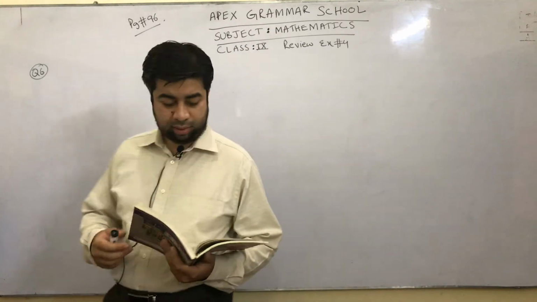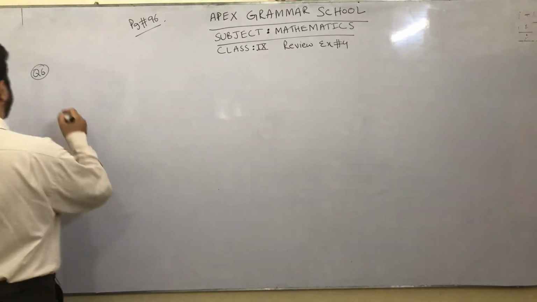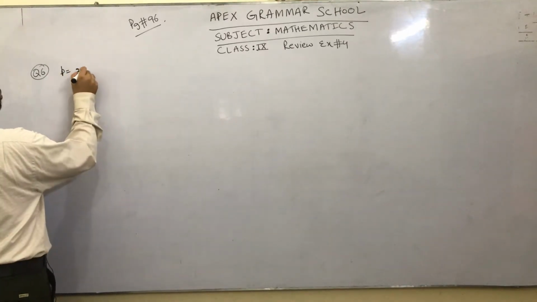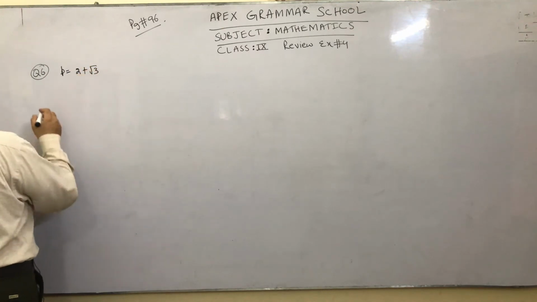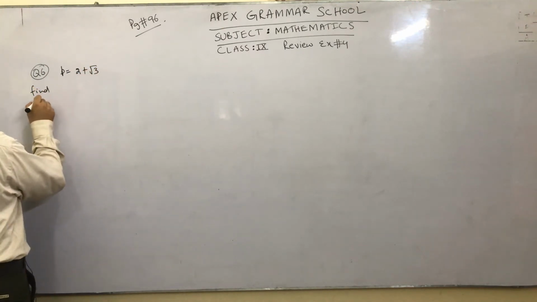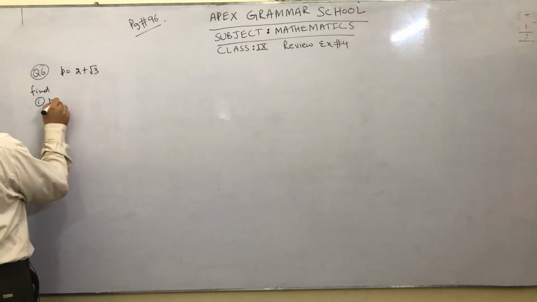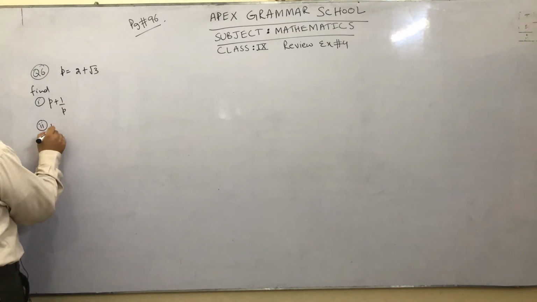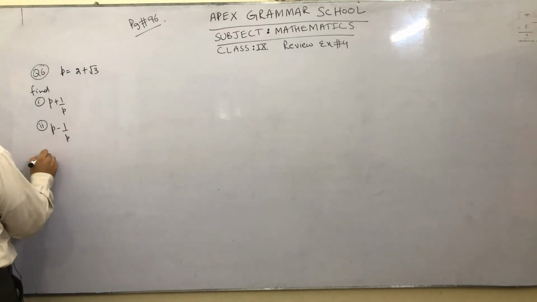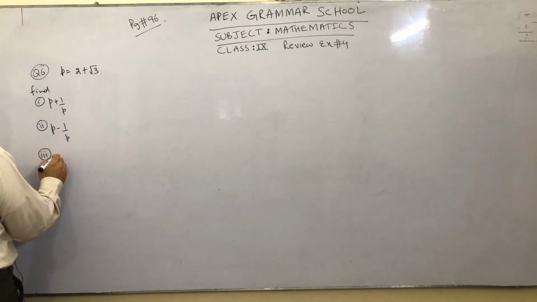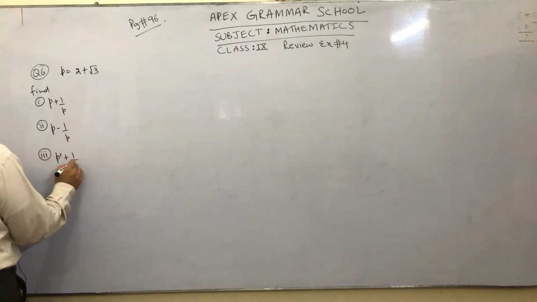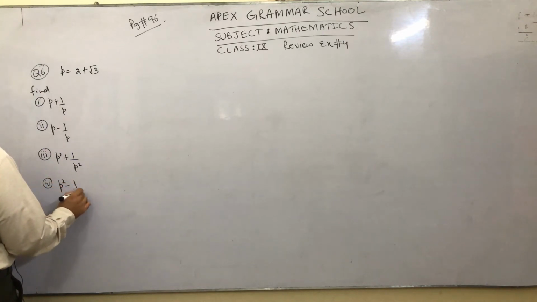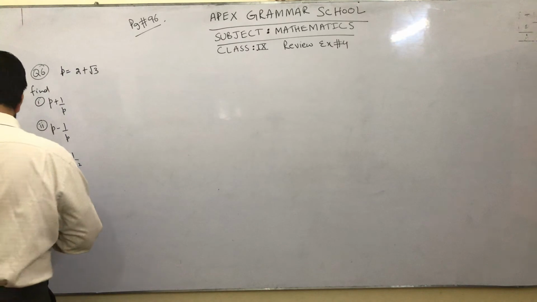In question number 6, the value of p is given, that is 2 plus square root 3. You have to find 4 values. First is p plus 1 over p. Second is p minus 1 over p. The third is p square plus 1 over p square. And the fourth is p square minus 1 over p square.